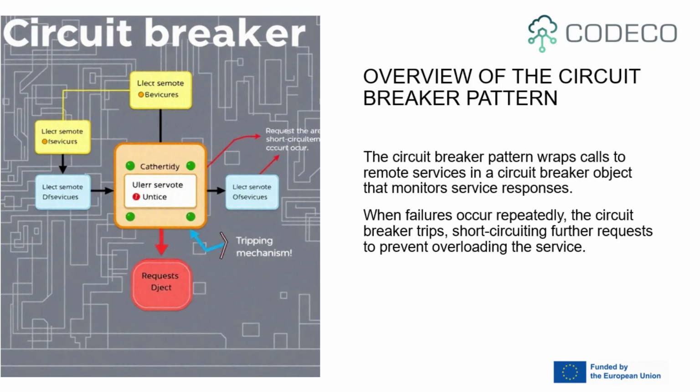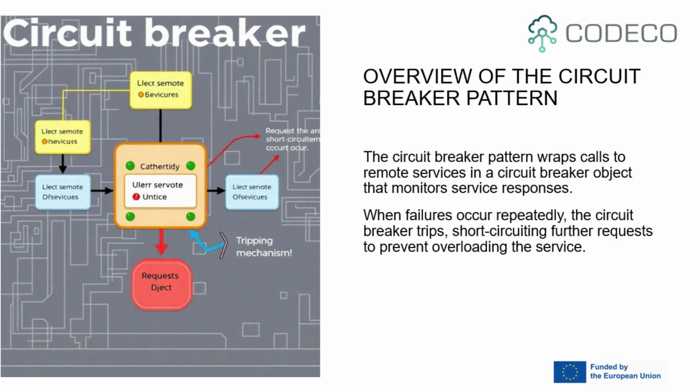This section introduces the circuit breaker pattern, a vital technique for managing remote service failures in microservices. It allows applications to handle faults gracefully and maintain reliability. The circuit breaker pattern is a popular technique for handling remote service failures. It is implemented by wrapping calls to remote services in a circuit breaker object that monitors the service's response.